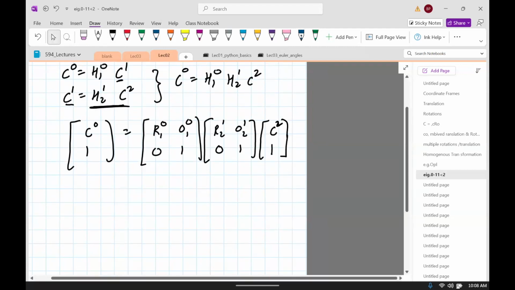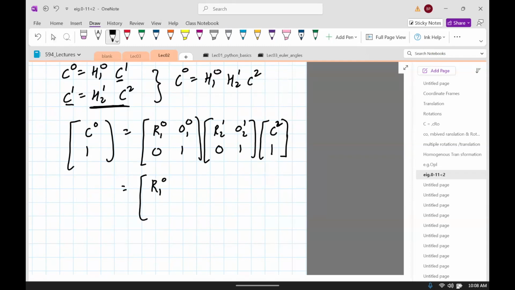Okay, now we can do the multiplication. It's actually on the right side. It's much easier to do the vector with the matrix first and then do the second one. So what I mean by that is keep the first term as is. And let's do the multiplication here. So R21 C2 plus O21 times 1, and then 0 times C2 plus 1 times 1 is going to be 1.